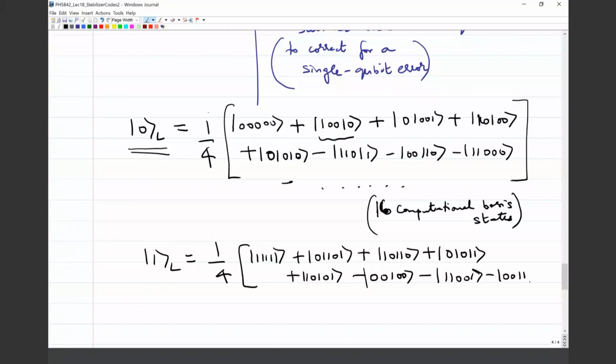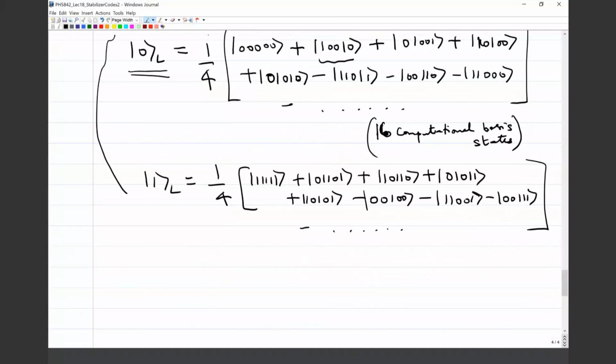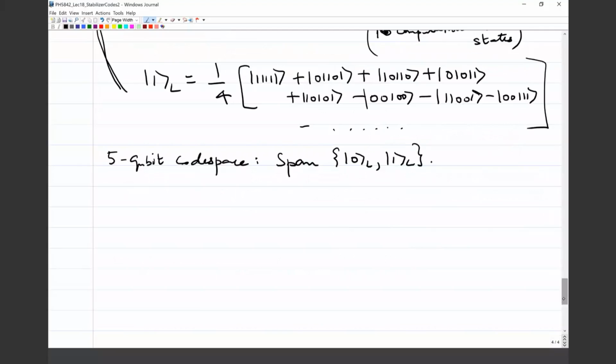Etc. etc. Okay. So again, this has another 16 computation basis states, and this is what describes the code space. So the 5-qubit code space is the span of this 0L and 1L. Now it turns out that there is a beautiful description of this code simply in terms of a stabilizer group. So of course, once you have the code words, you can go back and ask, is there, as we discussed already, a stabilizer group that's associated with it? So what is this stabilizer group?